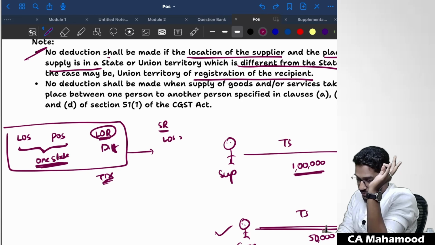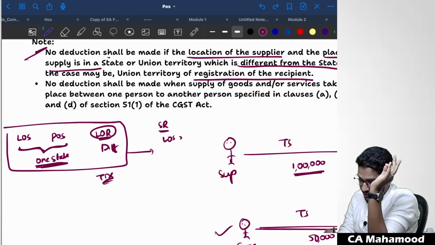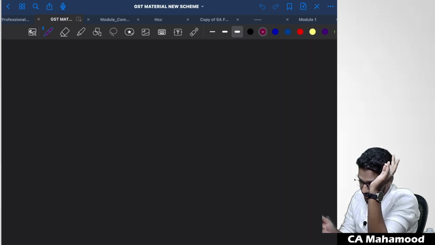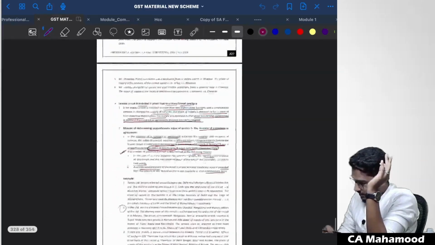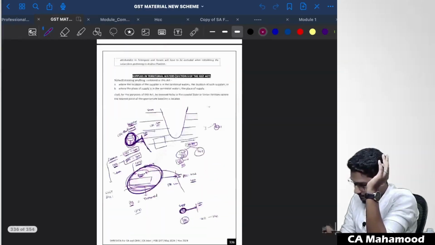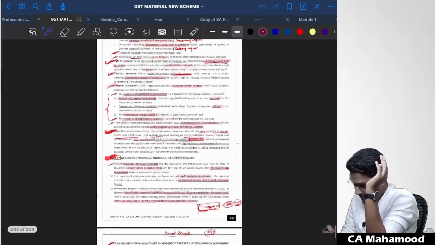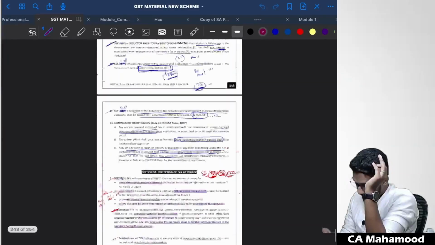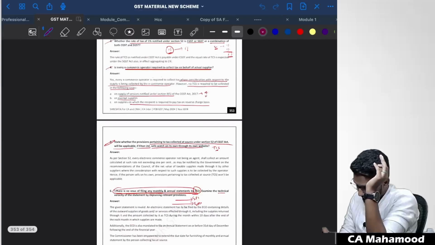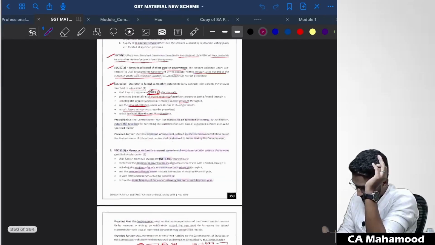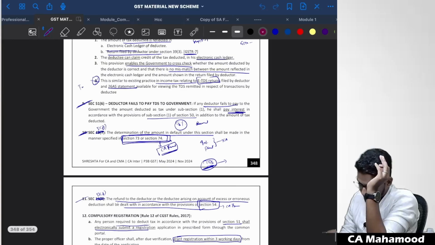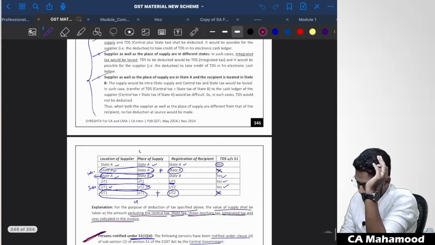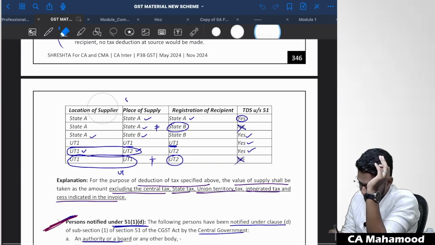I will show you a few examples. We will try to follow a few examples. In the material, you will be able to find one illustration. Just give me a moment. Yes, here. This one, see here, this table.